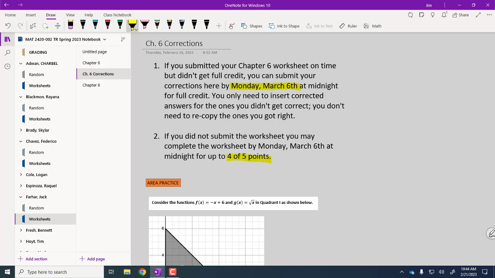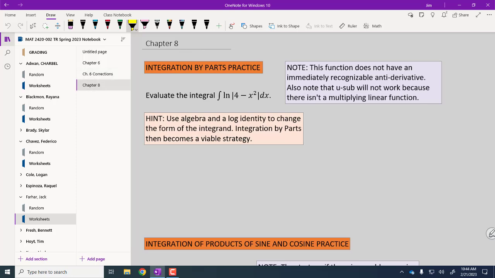And then once that due date has come, I'll enter them in the grade book and I'll release the key, if you need it. Hopefully by then you won't need it, but if you do, that's fine.